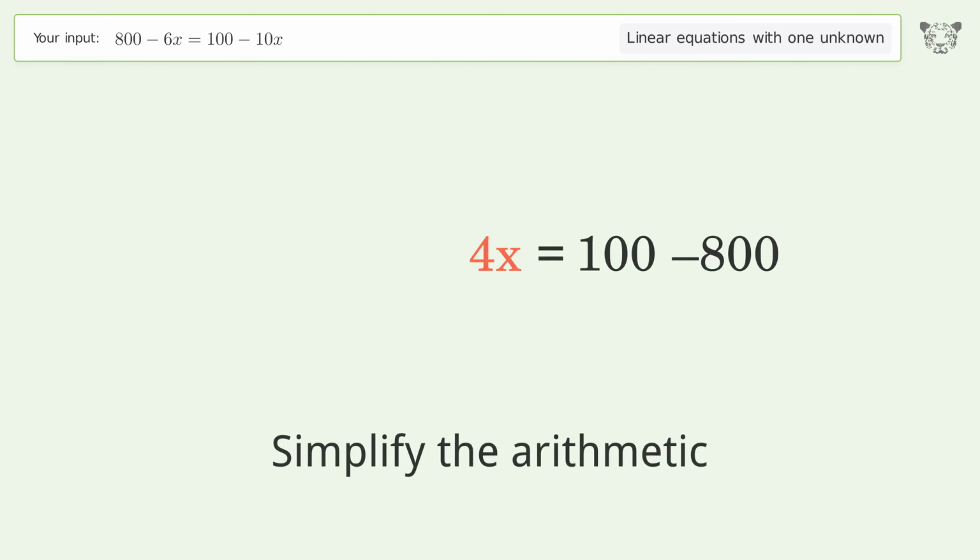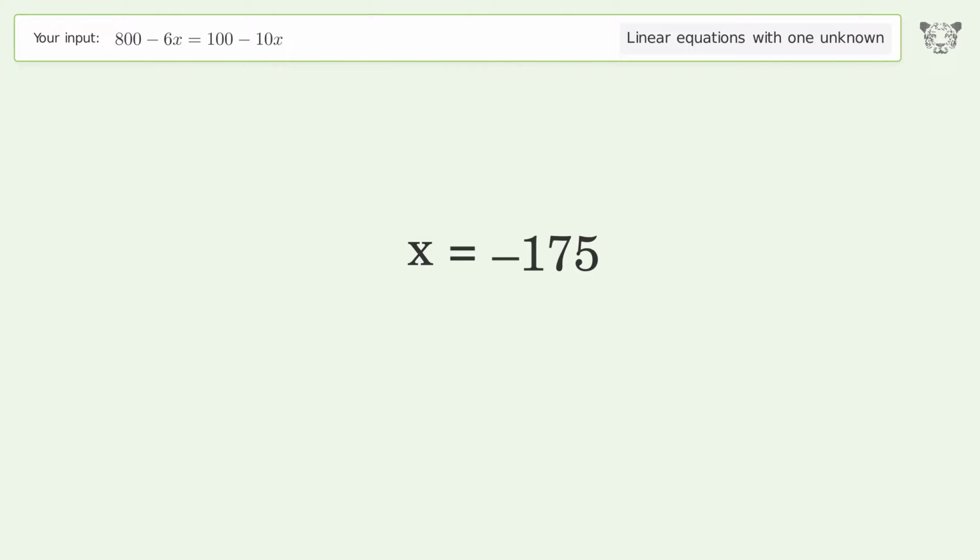Isolate the x. Divide both sides by 4. Simplify the fraction. Find the greatest common factor of the numerator and denominator. Factor out and cancel the greatest common factor. And so the final result is x equals -175.